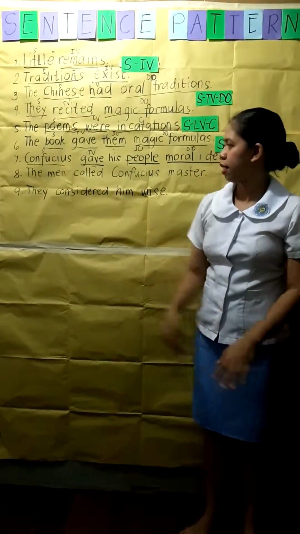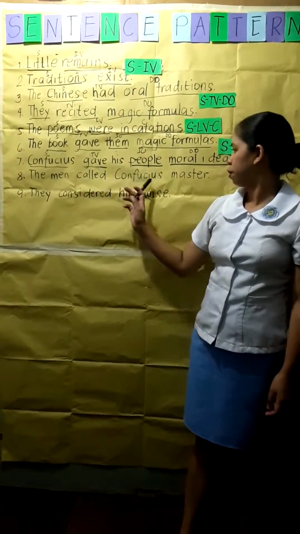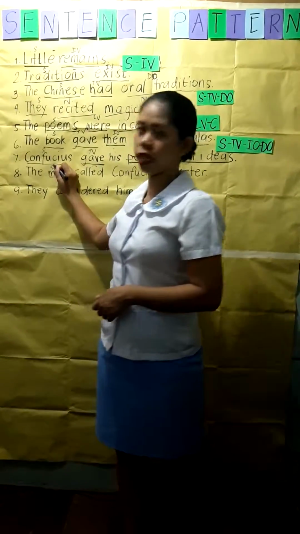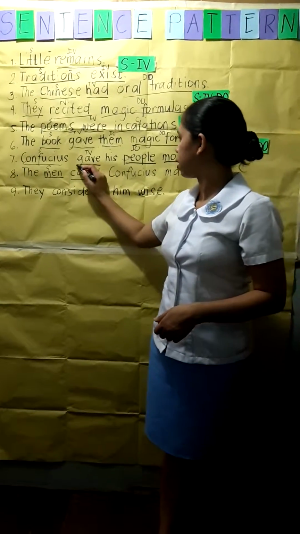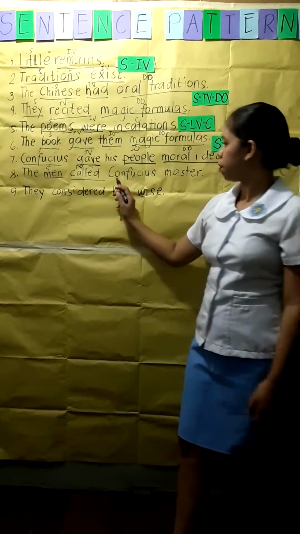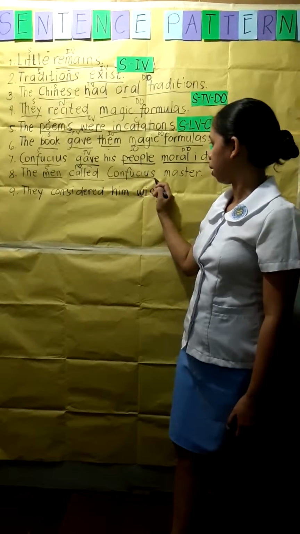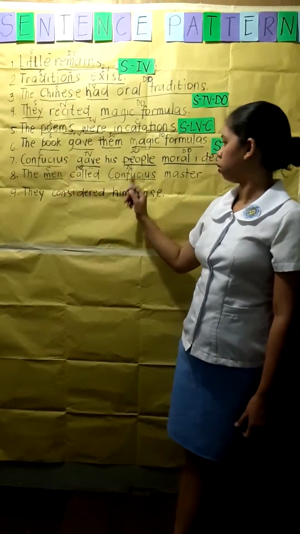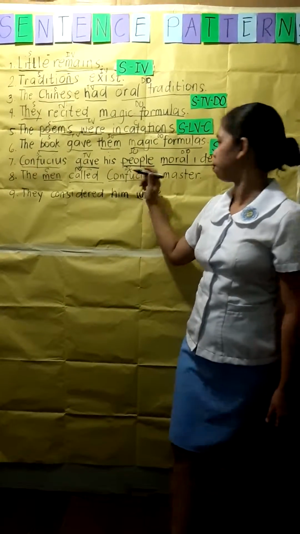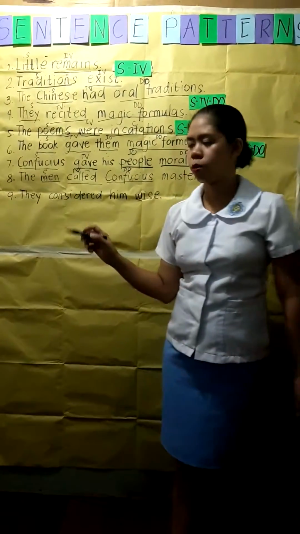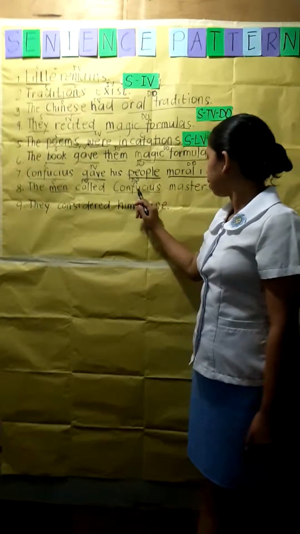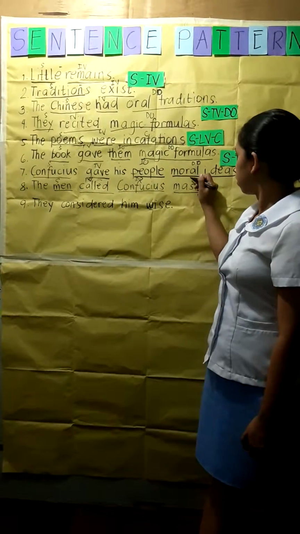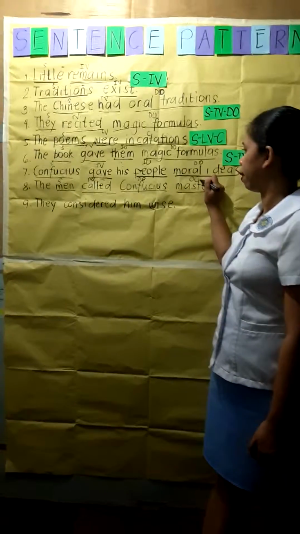For the last two sentences, we have the man called Confucius master. So the man is our subject, called is our transitive verb, Confucius is our direct object. So the man called Confucius. So whom did they call? So they're referring to Confucius. That is why that is our direct object. And so what did they call Confucius? So that is the word here, master, which is our object complement.